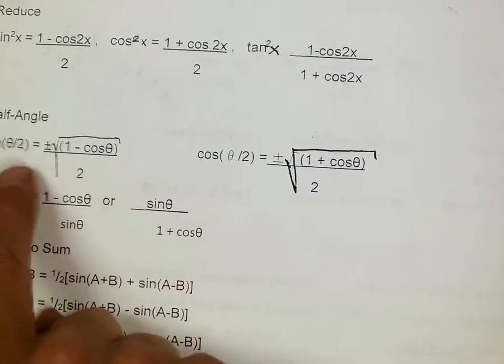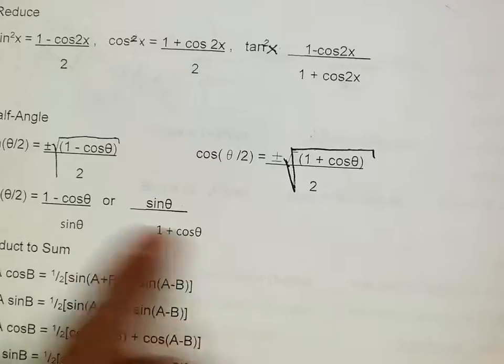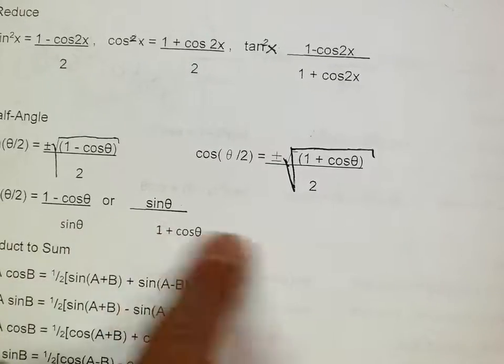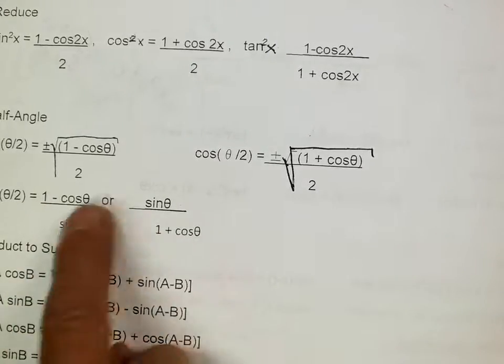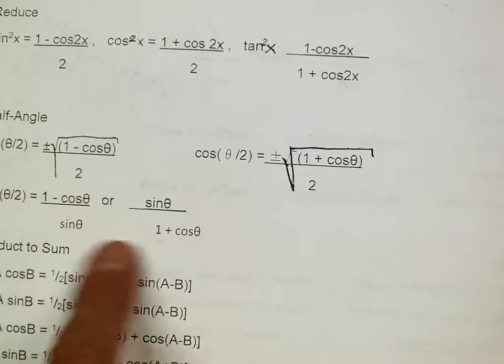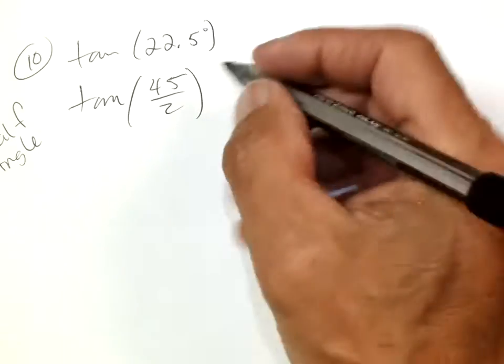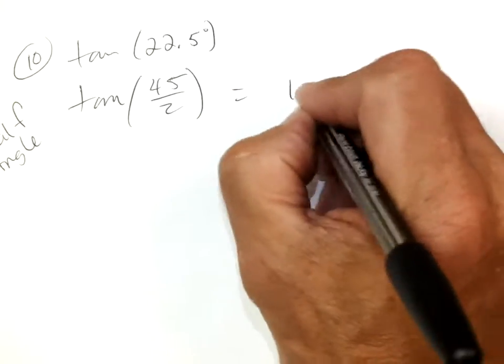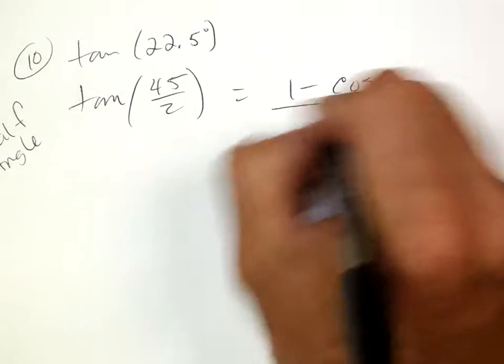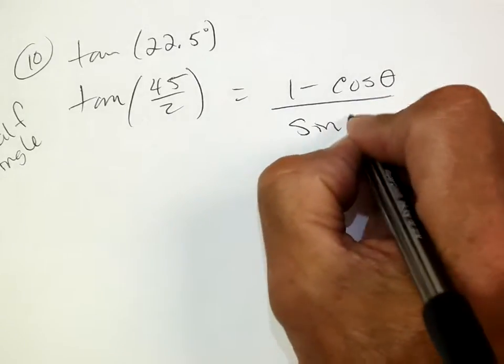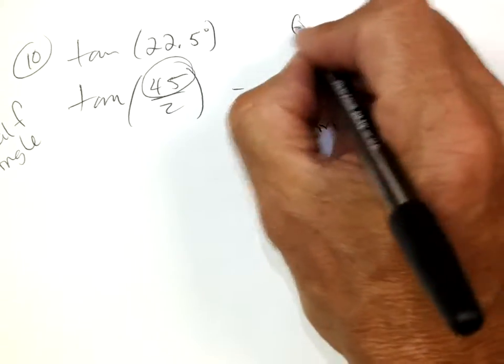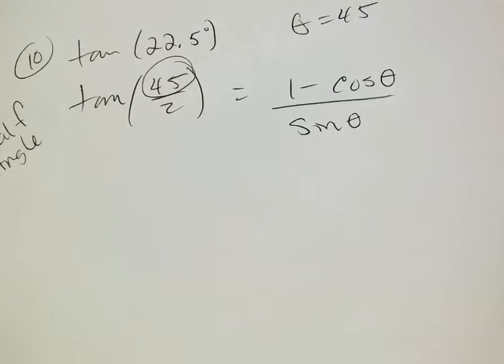Okay, I've got that one, but tangent's got two parts. Doesn't really matter which one you use. You want the first one or the second one? Doesn't matter to me. You want the first one? Okay. So let's use the first one. First one is 1 minus cosine theta over sine theta. In this case, theta is 45 because 45 divided by 2. Does that make sense?